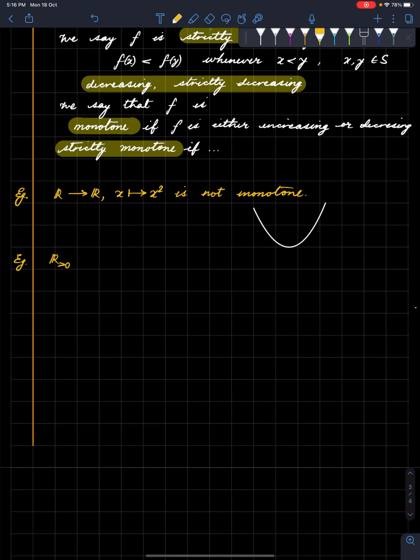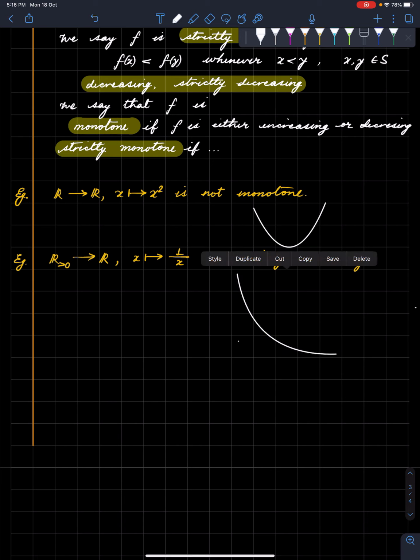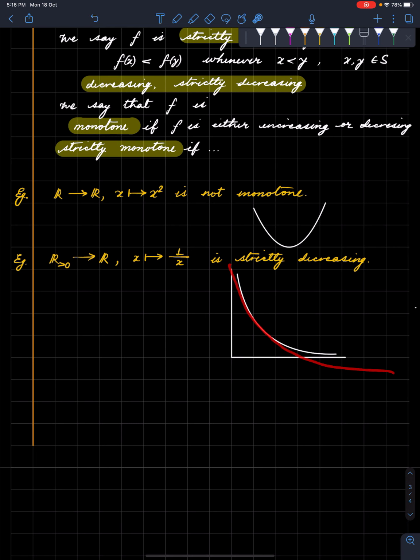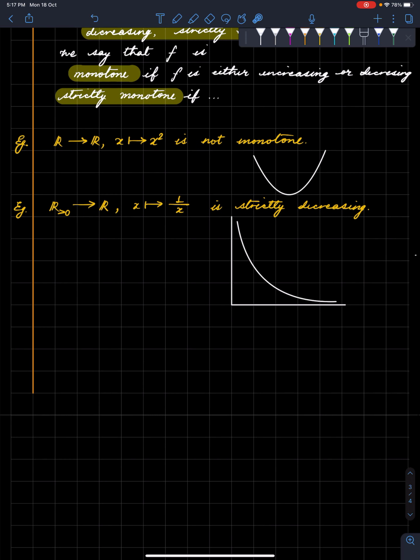We take all positive reals and then we map into reals via this rule. This is strictly decreasing. As we know, one can see this using the graph, but of course one can prove it formally if really needed. So this is how it looks, and therefore it is a strictly decreasing function. It keeps on decreasing. Alright.